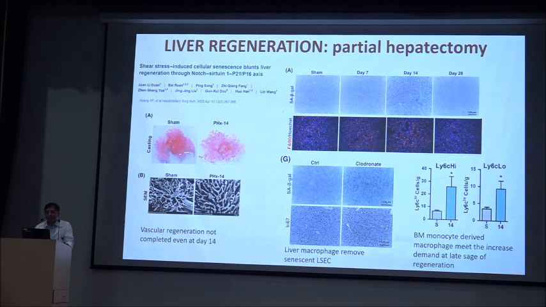in this sinusoidal area. And there they say that with this senescence, there is a rapid infiltration of monocytes from the bone marrow, which differentiate into macrophages, and they are the ones basically helping in clearing these senescent endothelial cells. And once this is completed, then the complete recovery of the lost liver mass is achieved.